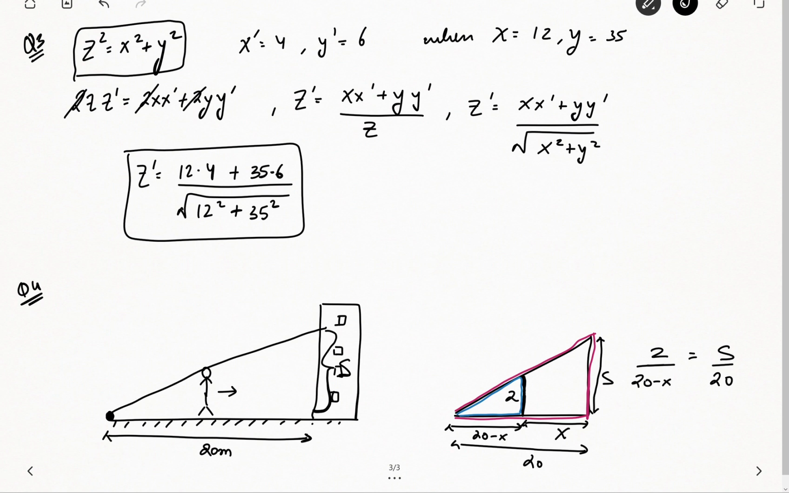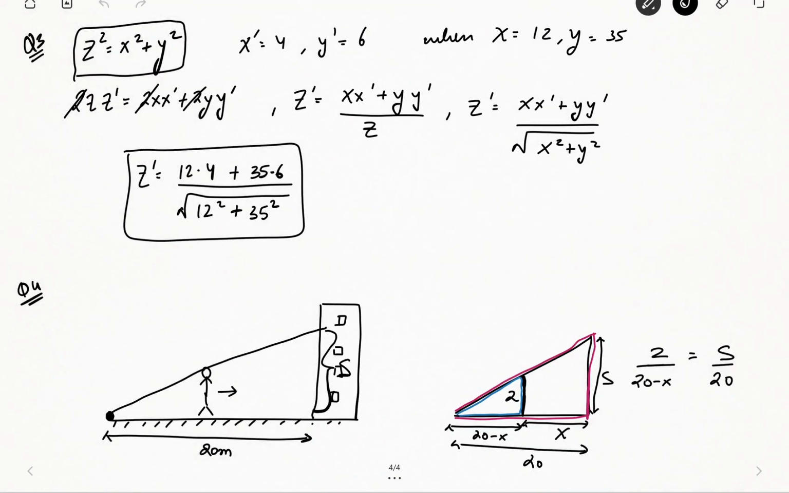Now let's see what we're looking for. What we're looking for is the change in S. So let's make this expression so that we only have X and S in there. S will just be equal to, let me check what I wrote over there at the back, 40 over 20 minus X.